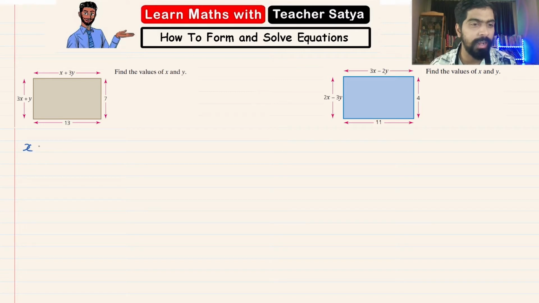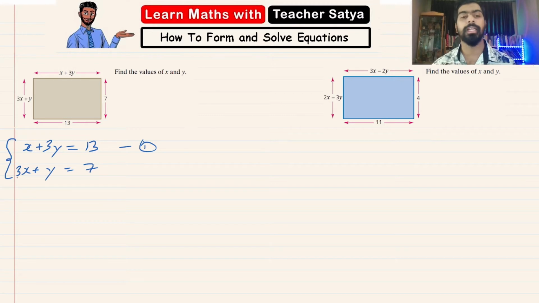So we see that x plus 3y is equal to 13, and I'm going to call this equation 1, right guys? Now our second equation is 3x plus y is equal to 7, right guys? So this will be our second equation.